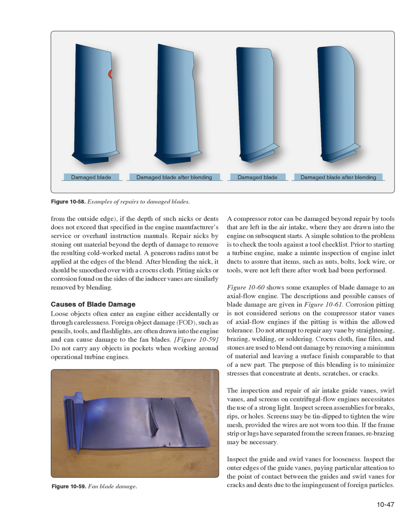Prior to starting a turbine engine, make a minute inspection of engine inlet ducts to assure that items, such as nuts, bolts, lock wire, or tools, were not left there after work had been performed. Figure 1060 shows some examples of blade damage to an axial flow engine. The descriptions and possible causes of blade damage are given in Figure 1061.